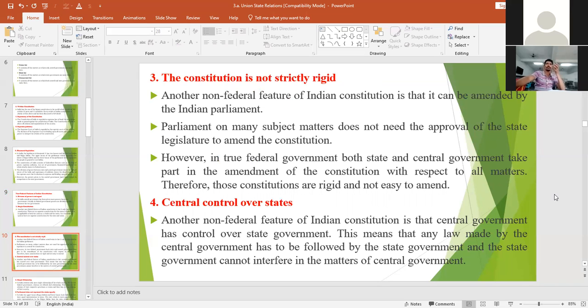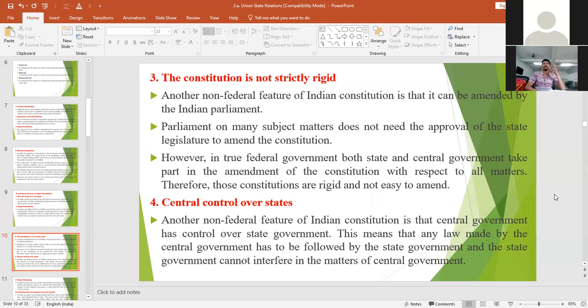On many subject matters, the Parliament does not need the approval of the state legislatures to amend the constitution. Here, the supreme authority is given only to the Parliament. The state houses don't have any kind of approval. However, in a true federal government, both state and central government take part in the amendment activities. So the majority of issues are amended by the Parliament.